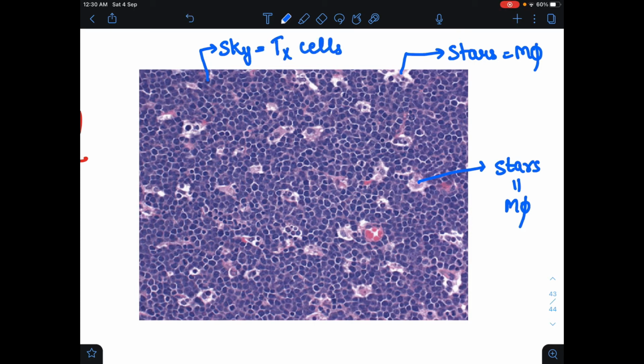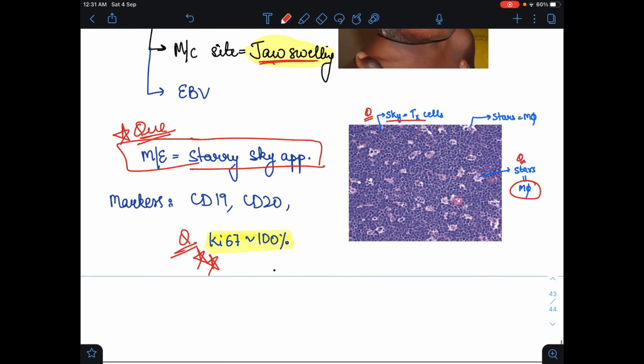Please remember it. This is also a question which was asked in previous year questions: what does the star represent and what does the sky represent? The star represents the macrophages while the sky represents the tumor cells. Please remember it. It is also a very important question.